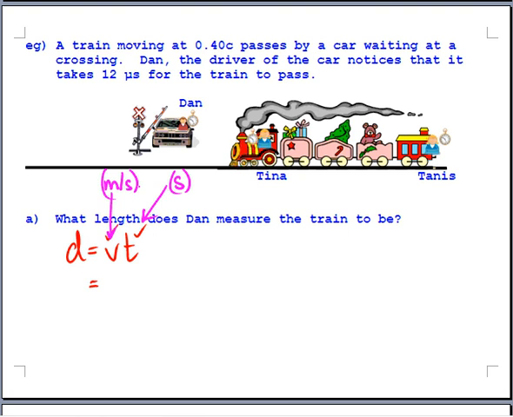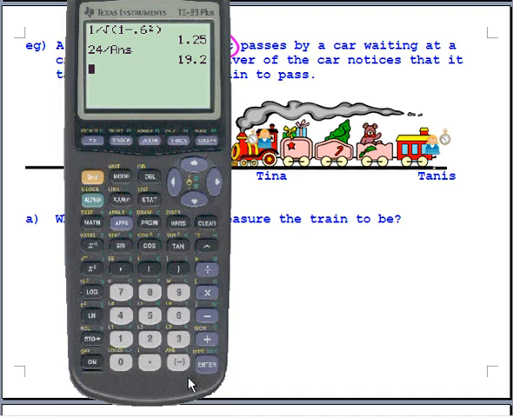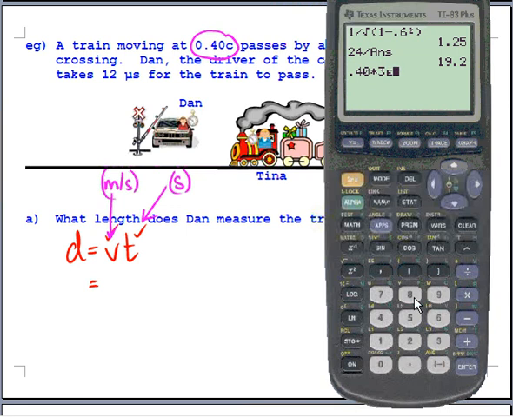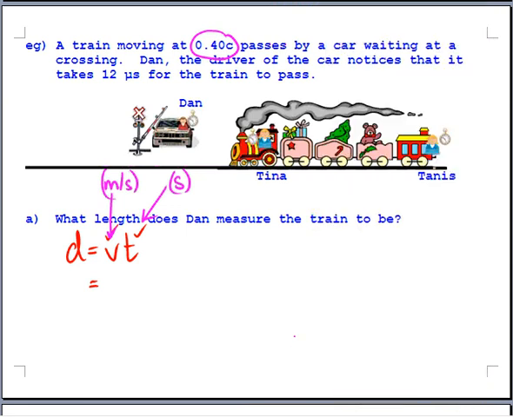Remember to get 40% the speed of light into meters per second, we do exactly what it's telling us to do, which is take 0.40 and multiply by the speed of light. So that's going to be 1.2 times 10 to the 8 meters per second. I'm just going to put the units on there just so we can see that we've changed it.